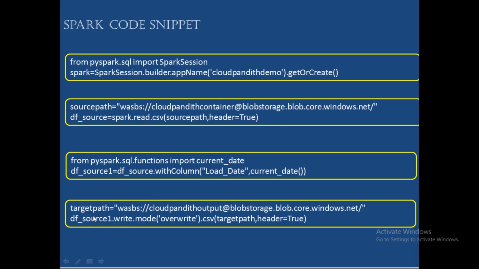So what I need to do? This df_source1.write.mode overwrite CSV target path. What I'm doing is writing this result into my blob storage. Maybe you can write your output into the same storage in another container, Cloud Pandit output container. You read data from the Cloud Pandit container and you are writing data into the Cloud Pandit output container. Okay, so I am just creating a Spark session, reading data, applying some transformation, then writing data back.